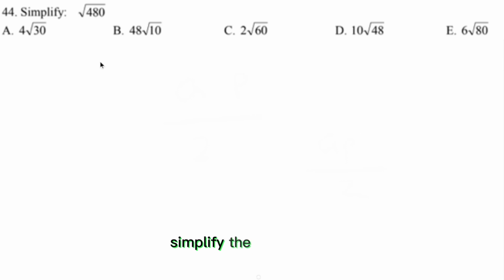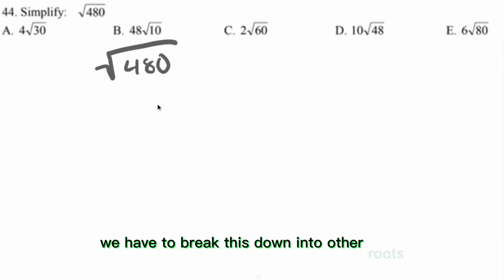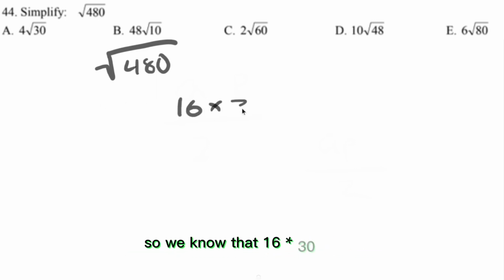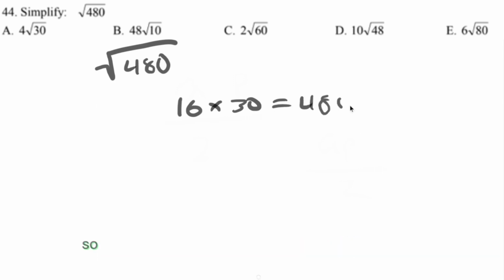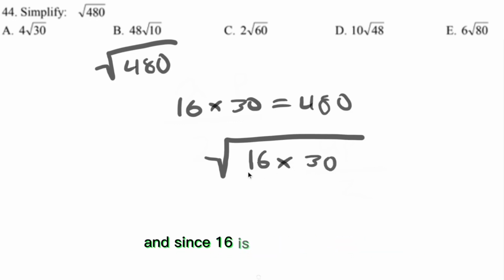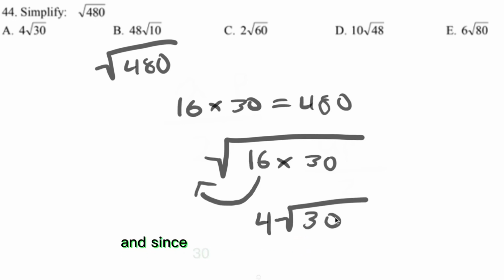44. Simplify the root of 480. So to solve this, we have to break this down into other roots. So how we can do this is the factors. So we know that 16 times 30 equals 480. So if we split this into the root of 16 times 30, now this is more simplified. And since 16 is the square of 4, we can bring the 16 out and rewrite this as 4 root 30. And since 30 can't have a square root, nor can be simplified further to have another square root, this is our answer.